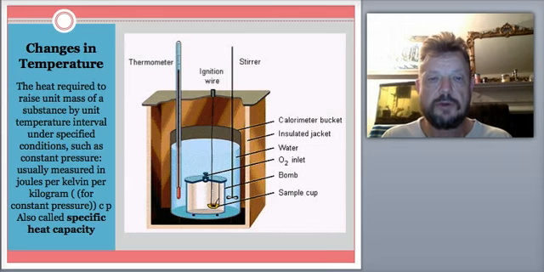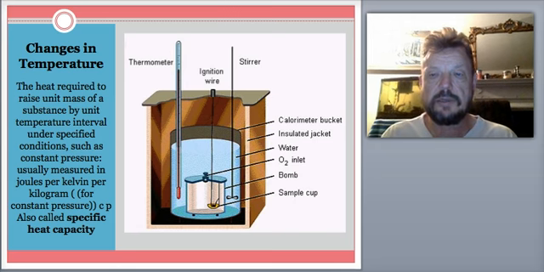Changes in temperature. The heat required to raise a unit mass of a substance by 1 unit temperature interval under specific conditions, such as constant pressure, is usually measured in joules per Kelvin per kilogram. It is denoted C_P and is called specific heat capacity.